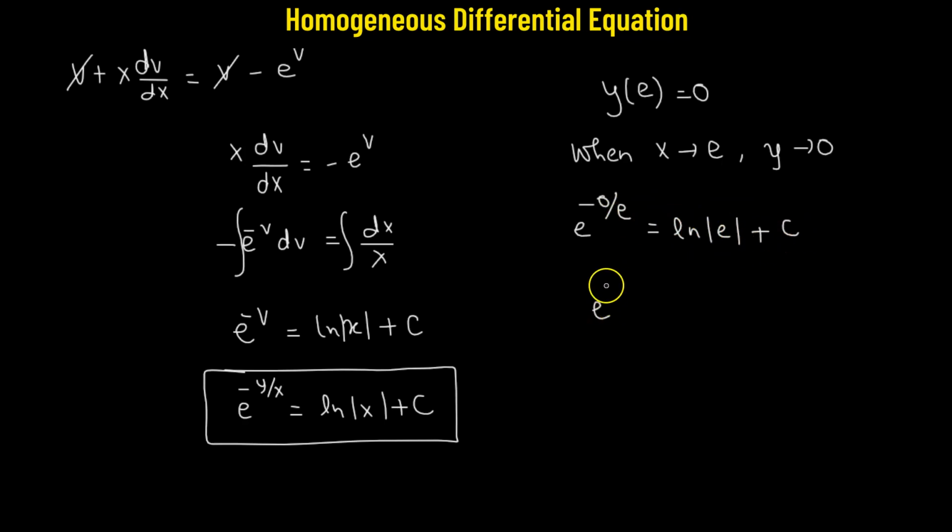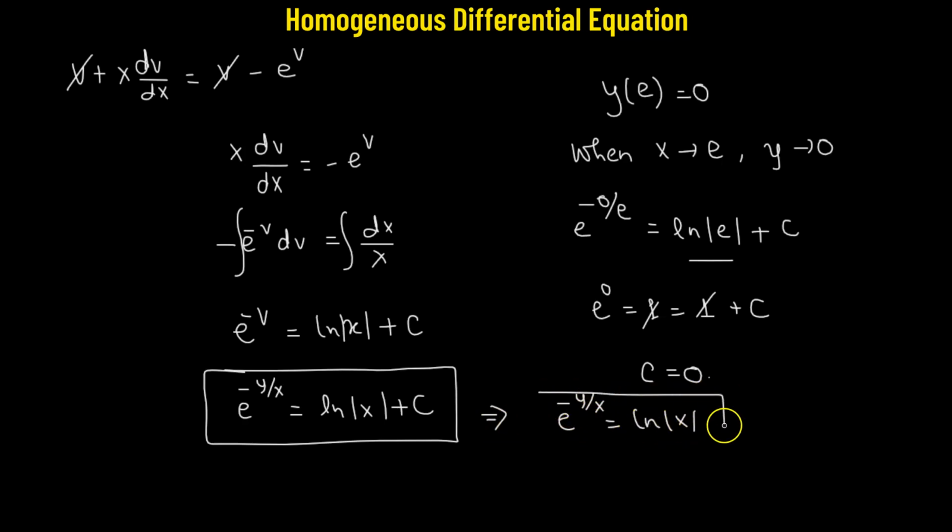So we have e raised to the power of 0, which is 1, and that equals log of e, which by definition is also 1, plus c. The 1 and 1 cancel out, and this gives us c = 0. So that means our solution will then be e^(-y/x) = ln x. So this is the required solution to our given differential equation.